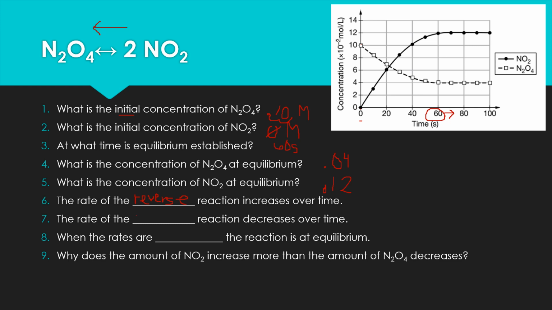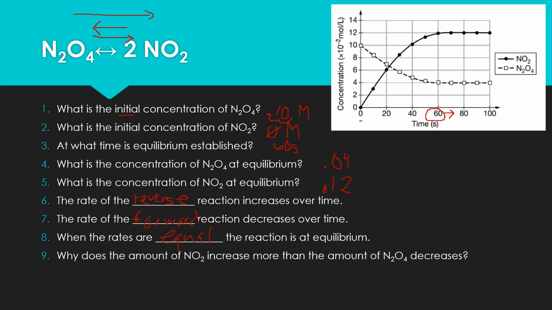And the rate of the forward reaction, let's see if I can write this better. Terrible. All right, the forward reaction decreases over time. So we start with a really strong forward reaction, and then over time, it reaches a point where it's the same speed as the reverse reaction. It slows down as we use up some of that reactant. So when the rates are equal, the reaction is at equilibrium.